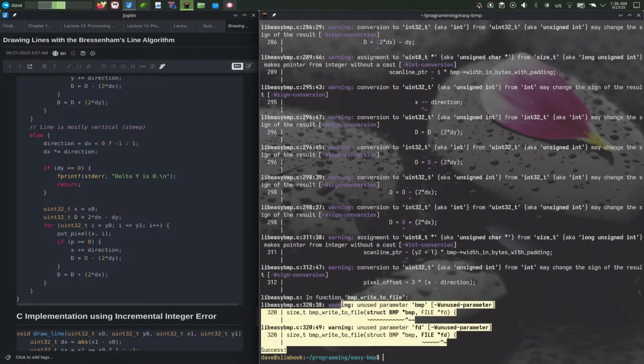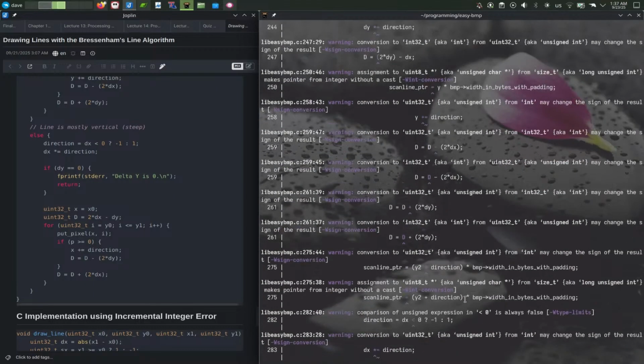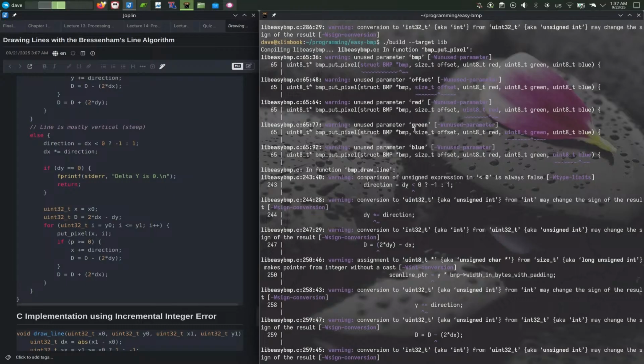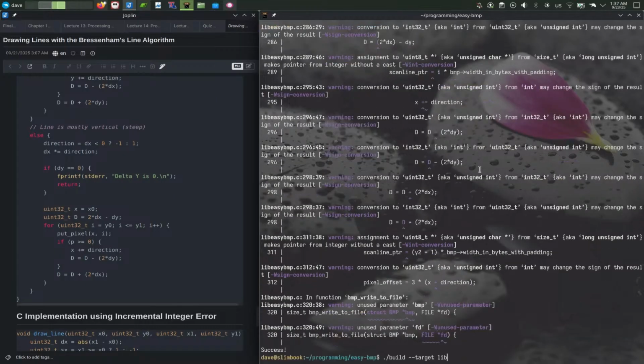Okay, so I get that these are not used, right? But where did the problem start here? Yeah, that's fine. I don't care about the put pixel. Okay, so it can never be less than 0, because it's unsigned, right? Okay, I see now.